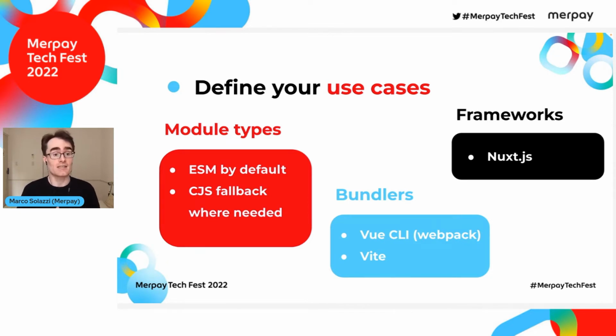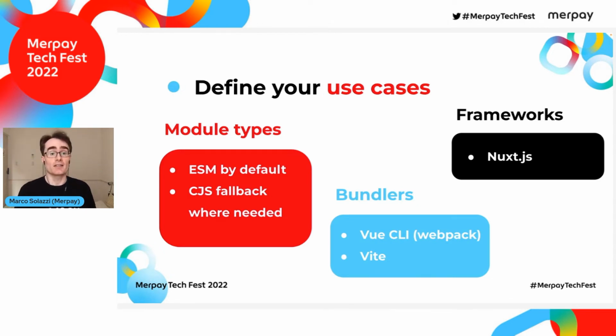The first one is the module types, which kind of JavaScript modules we want to support. Our decision went for ES modules by default and CommonJS fallback where needed. The second area is bundlers. Since we are working in a Vue.js environment, we went for supporting Vue CLI, which is basically Webpack, and Vite. The third area is frameworks, which frameworks we want to support. And in our case, the framework is Next.js.